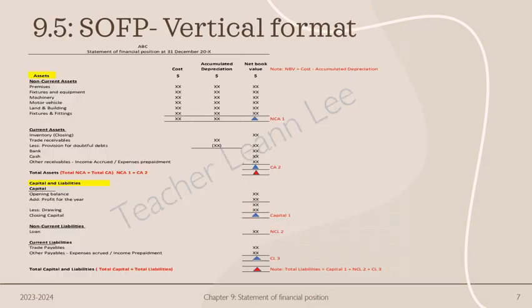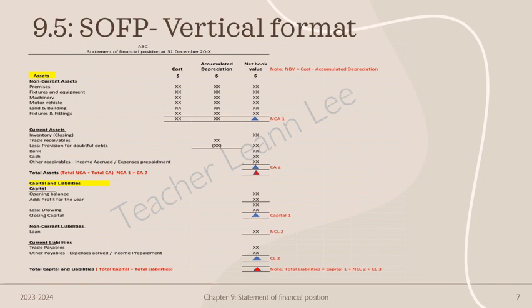Just now we mentioned the horizontal way. The vertical way to present your SOFP is like this. This is the format that you can usually see on any holding company's website, such as Genting Highlands, which I will show in the class later.